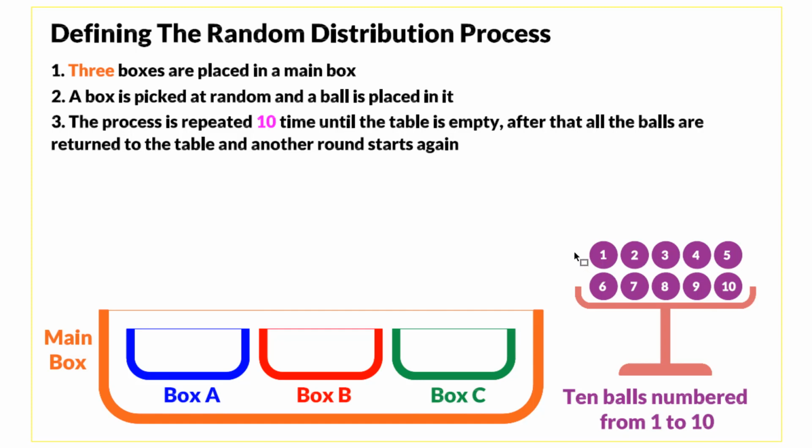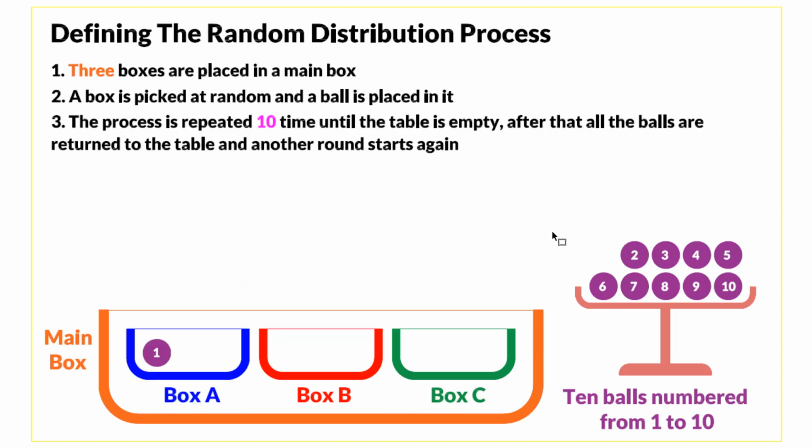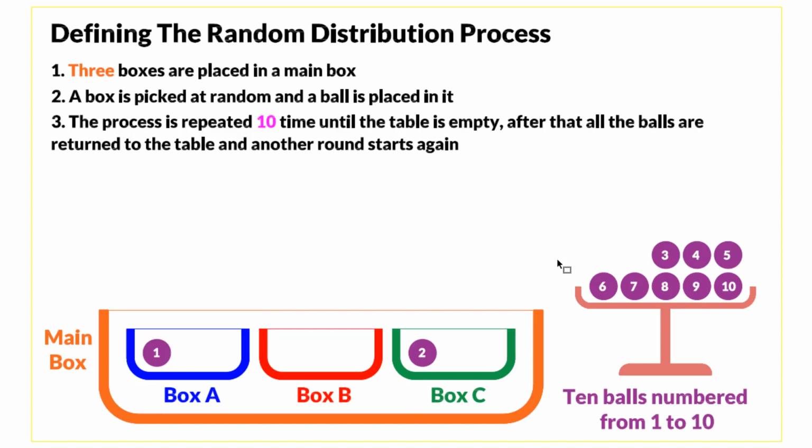So first we pick ball 1, and after that we pick a box randomly, and let's say it's box A. We place this ball into box A and return box A into the main box. After that we pick ball number 2 and pick a box randomly, and let's say it's box C. We place ball 2 in box C and return box C into the main box.